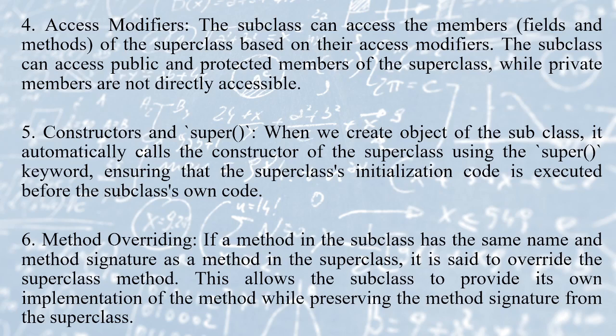So let's talk about access modifiers now. When we use extends, that is when we are inheriting the superclass, the subclass can access the members of the superclass based on whatever access modifiers we have given. The subclass can access public and protected members of the superclass, but private members are not directly accessible. That is what I said earlier.